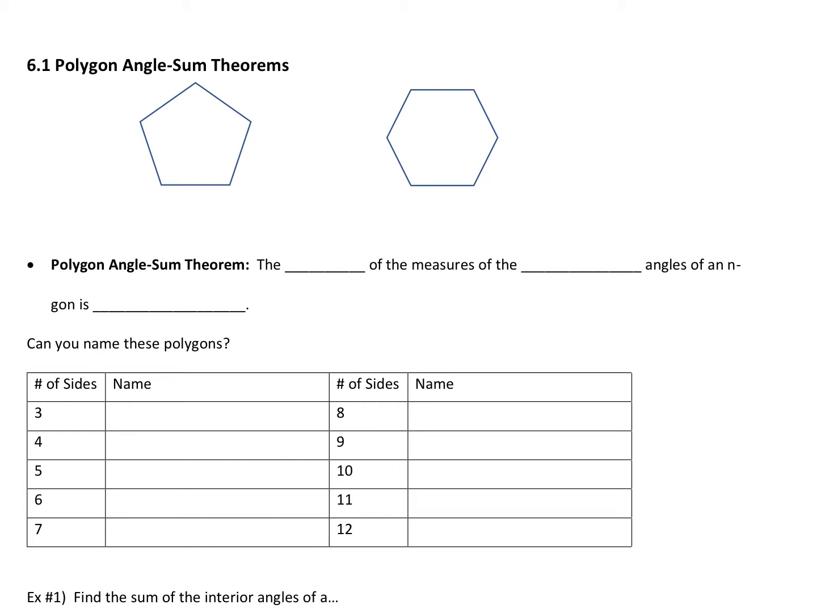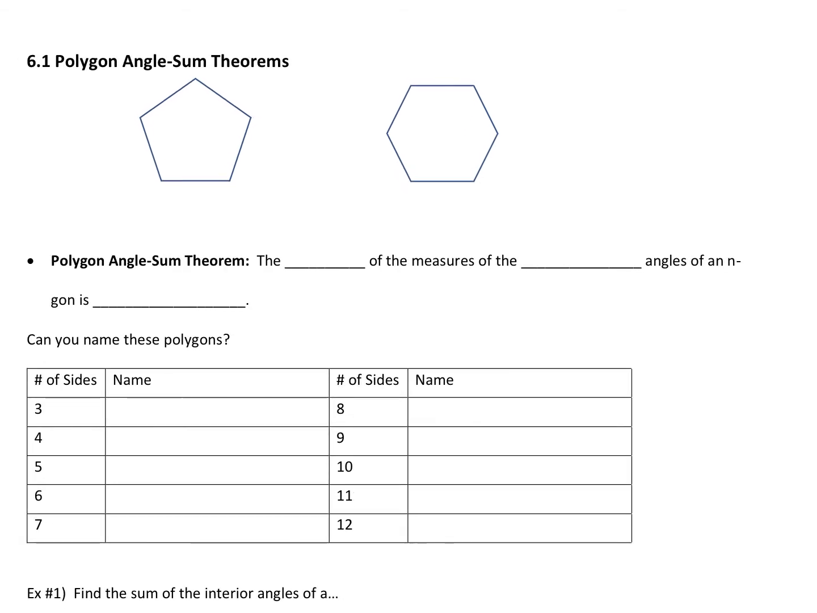I have two polygons here. Can you name them, those top two? Five-sided polygon? Pentagon. Six-sided? Hexagon. Okay, so in the pentagon and in the hexagon, I'm going to take one vertex. On this one, I'm just going to start right here. This is a pen. I'm going to start at this vertex, and I am going to draw every diagonal in, okay? A diagonal here and a diagonal here.